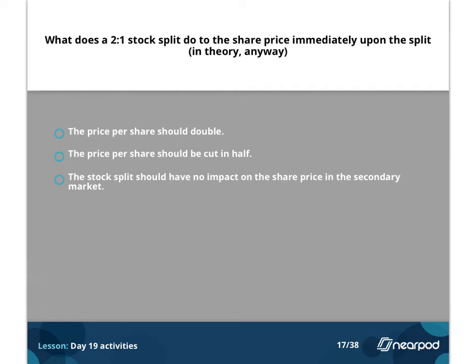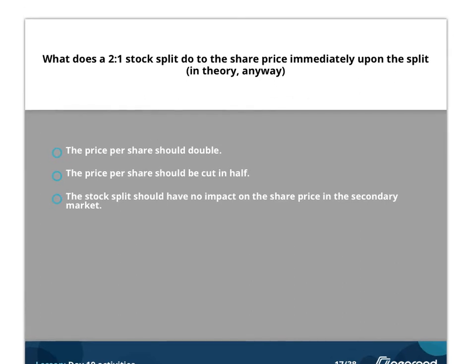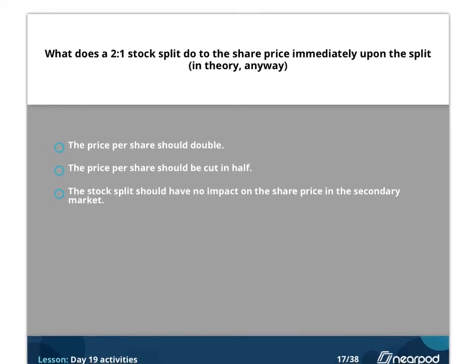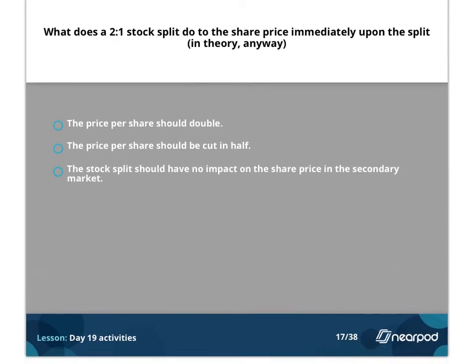Okay, so what does a 2-for-1 stock split do to the share price immediately upon the split? So, in theory, what it should do, a 2-for-1 stock split, it should cut the price per share in half because you have the same economic value of the company. You just have twice as many shares to spread it to. So that should make the price be cut in half.